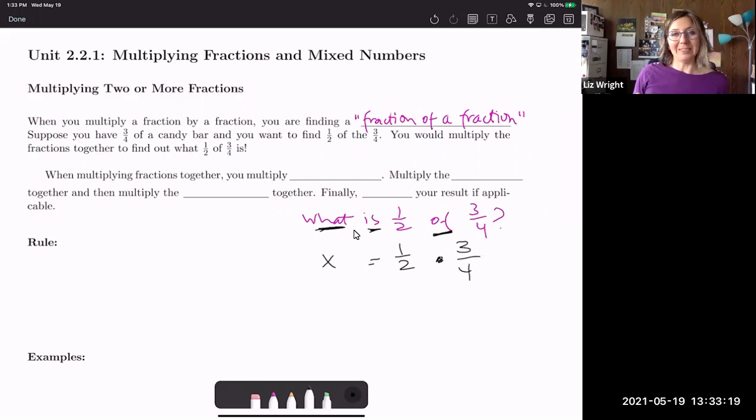So, what is half of 3/4? If you multiply straight across, 1 times 3 is 3, and 4 times 2 is 8. So it's 3/8. 3/8 of that portion of the candy bar is half of it. So in multiplying fractions together, I actually just showed it to you in this example, but you are going to multiply straight across.